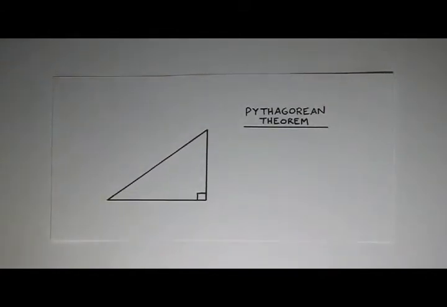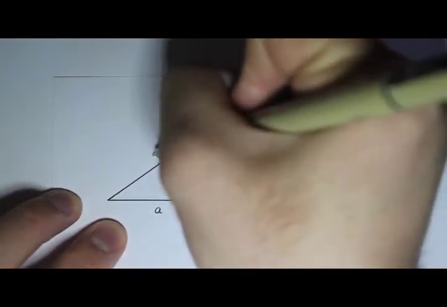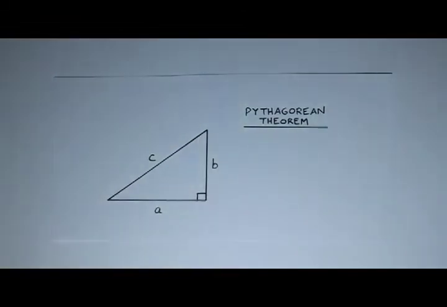And in order to use it, we should probably label the lengths of the sides. So I'll call this side A, this side B, and this side C. It's customary to label the hypotenuse as C. You don't have to, but usually that's the way it's written in textbooks. So I'm going to do that.